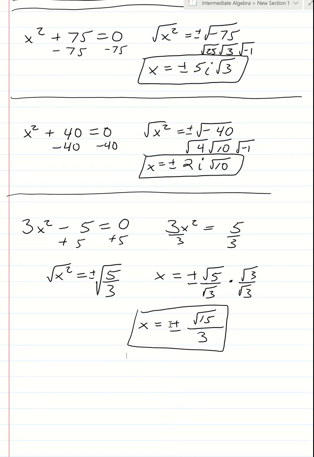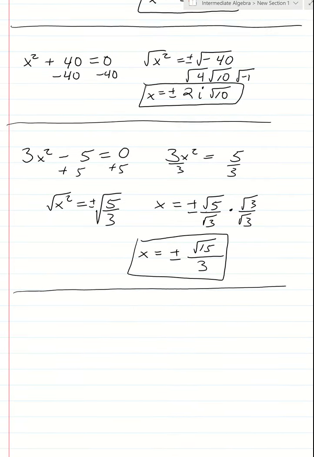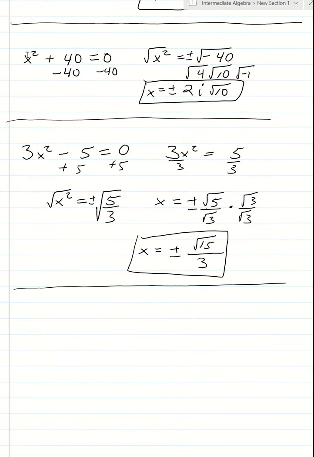And that would be your two solutions. A positive square root of 15 divided by 3, and a negative square root of 15 divided by 3 would be your two solutions. Now, in all of these cases, once again, we had a squared quantity and a numerical quantity, and we were able to use the square root method to solve them.